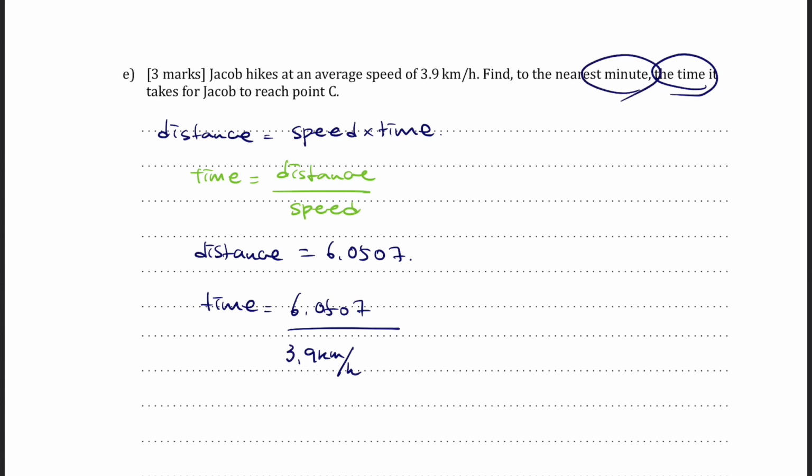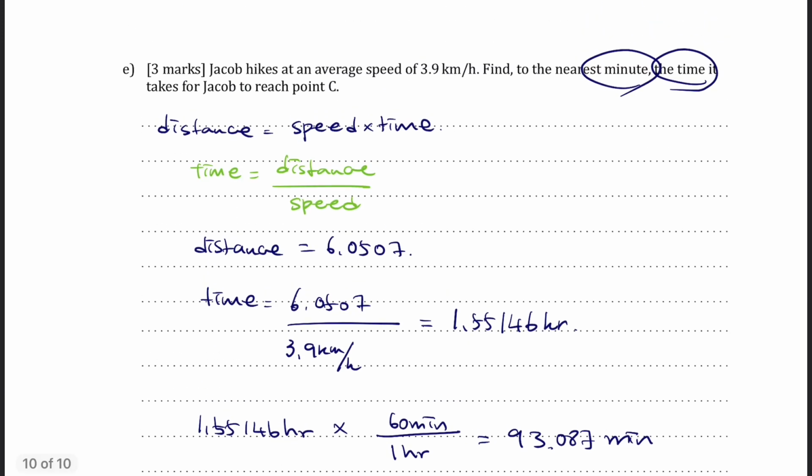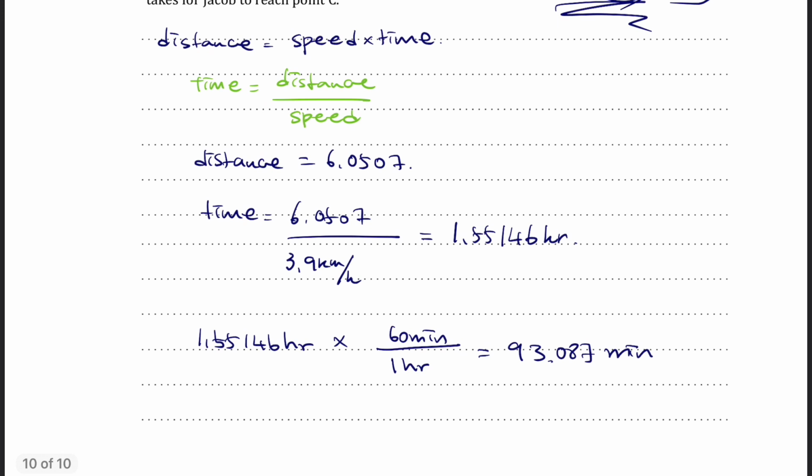However, since we need to find it in terms of minutes, we can first calculate this as 1.55146 hours. After that, we can convert this to minutes using the conversion factor: every hour there are 60 minutes. Then we can do that and get 93.087 minutes as our answer. However, since we need it to the nearest minute, we have to say it is approximately 93 minutes.